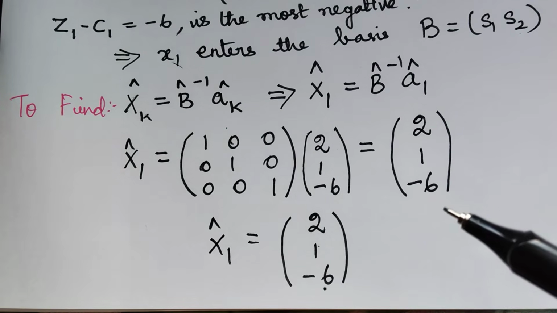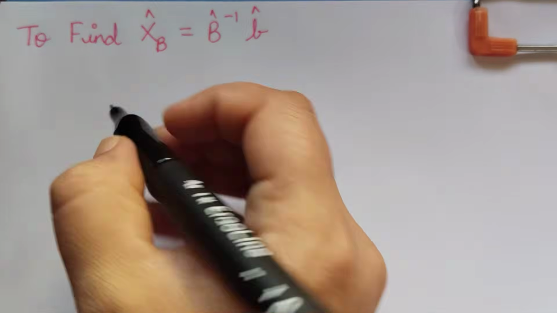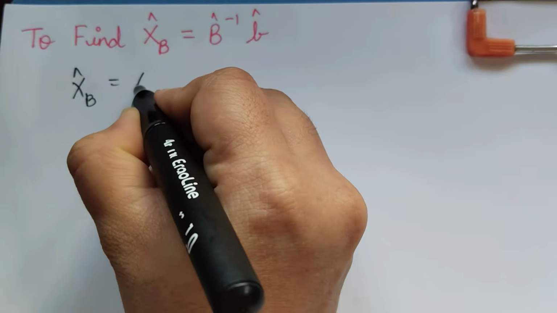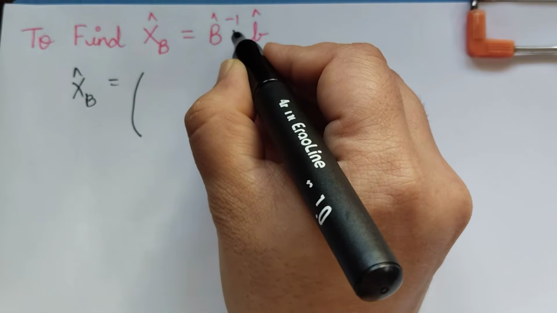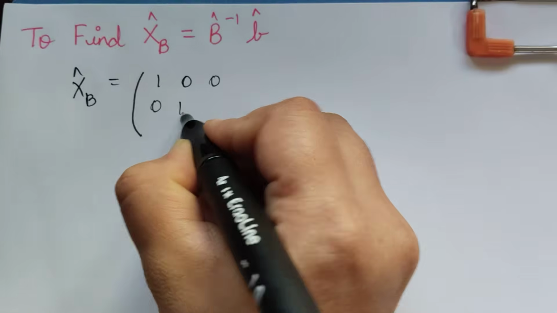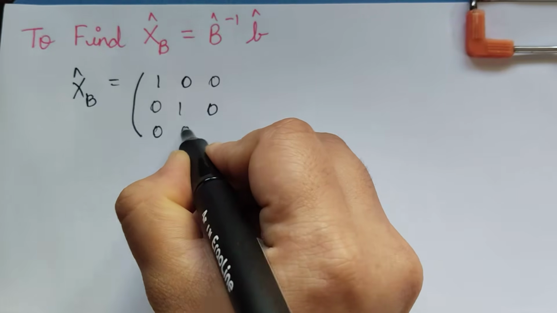So let us do that. In order to find xB cap, we have to first write the B cap inverse matrix. We know that it is the identity matrix 1 0 0, 0 1 0, 0 0 1.